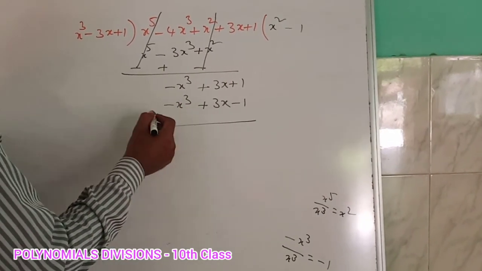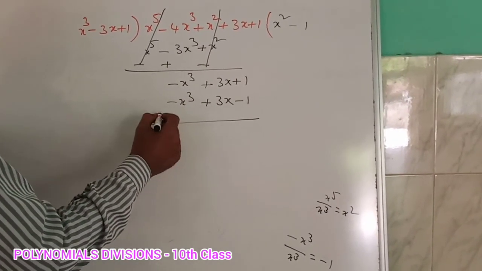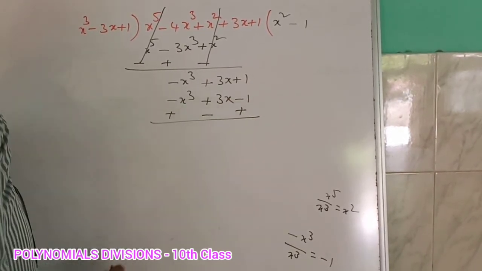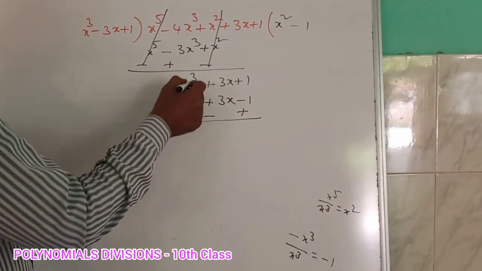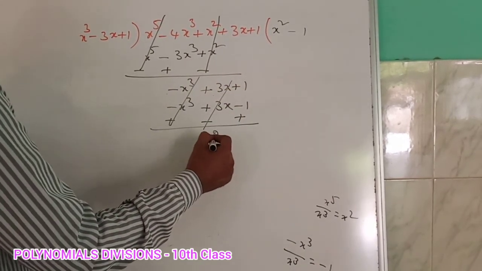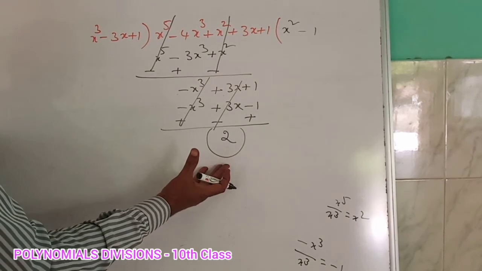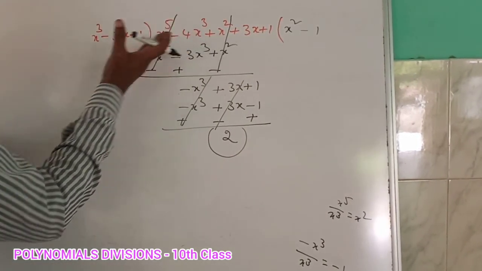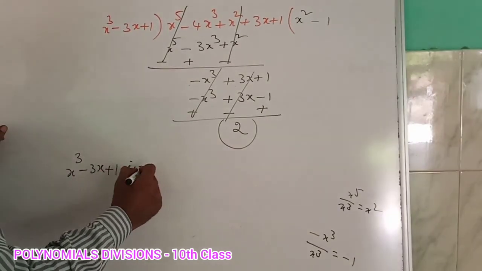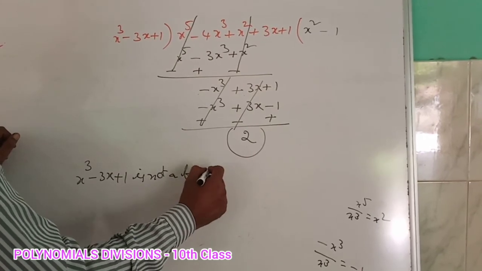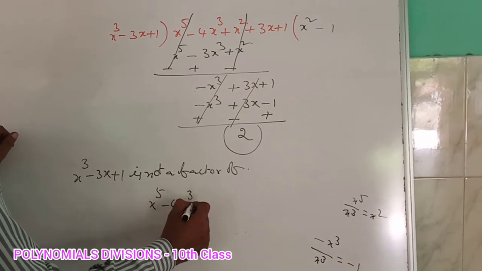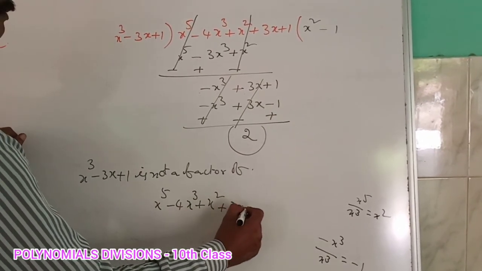So the symbols of the second polynomial are changed. When you subtract, the second polynomial's symbols are changed: negative value positive, positive value negative, negative value positive. So minus x cube plus x cube cancel. Plus 3x minus 3x cancel. 1 plus 1 is equal to 2. The remainder is 2. Remainder 2 means it is not a factor of this. So x cube minus 3x plus 1 is not a factor of x to the power of 5 minus 4x cube plus x square plus 3x plus 1.